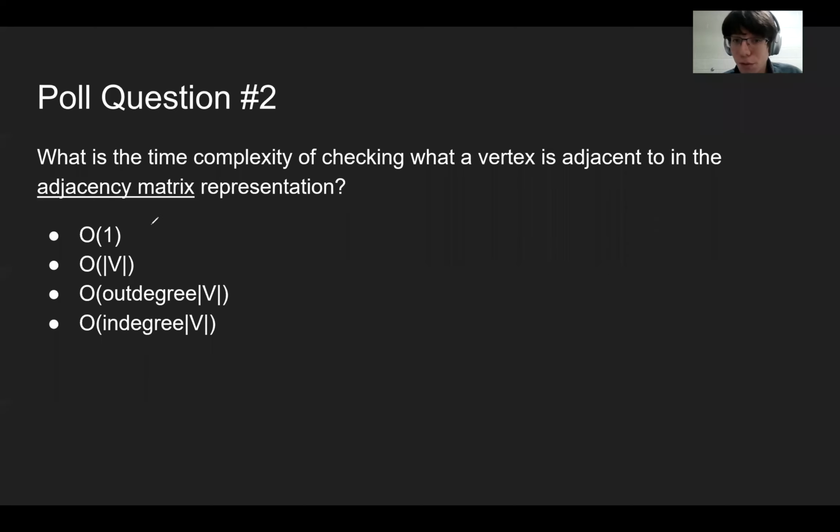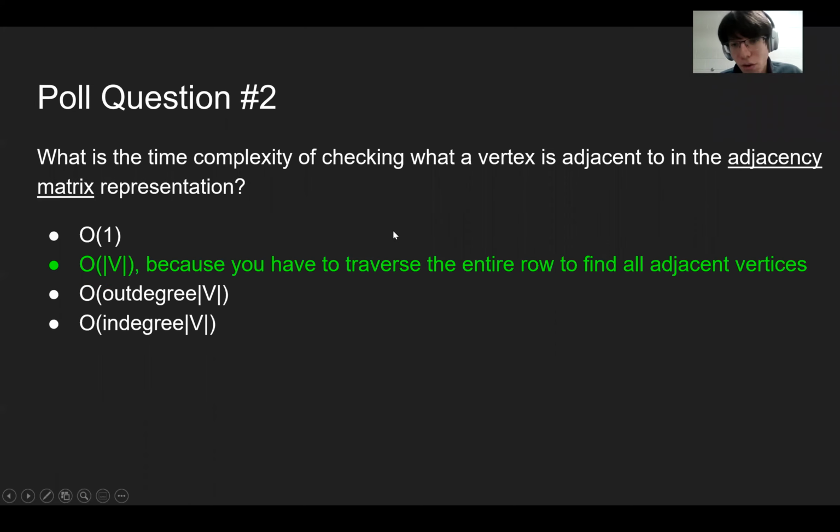If we want to know what a vertex is connected to, that means you have to check its entire row, right? For unweighted, anything there's a 1 there, it means that they're connected. Anything that there's a 0 there, it means they're not connected. But to know, we actually have to check them all. So that's O of V, because it traverses the entire row and checks all adjacent vertices. Okay.